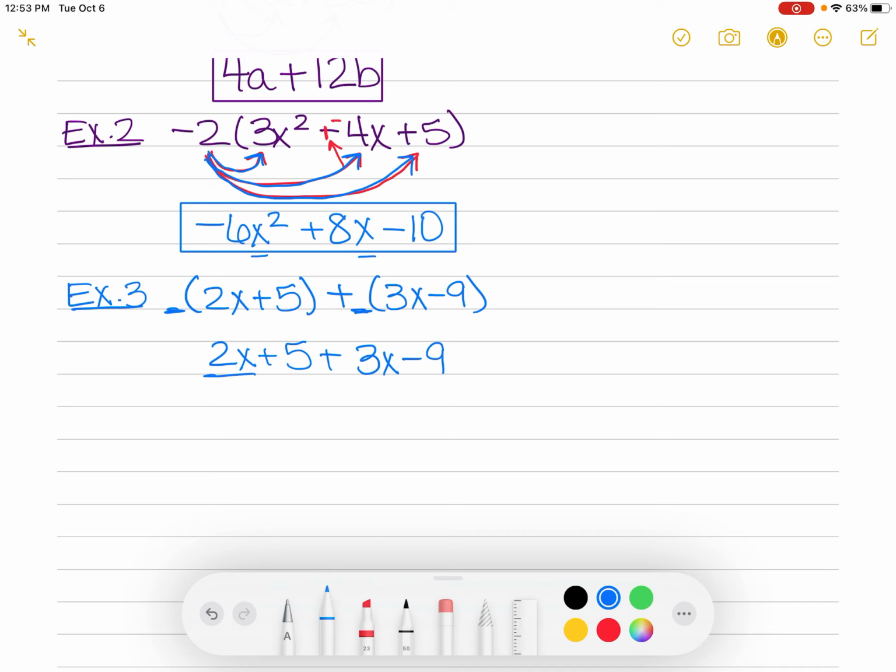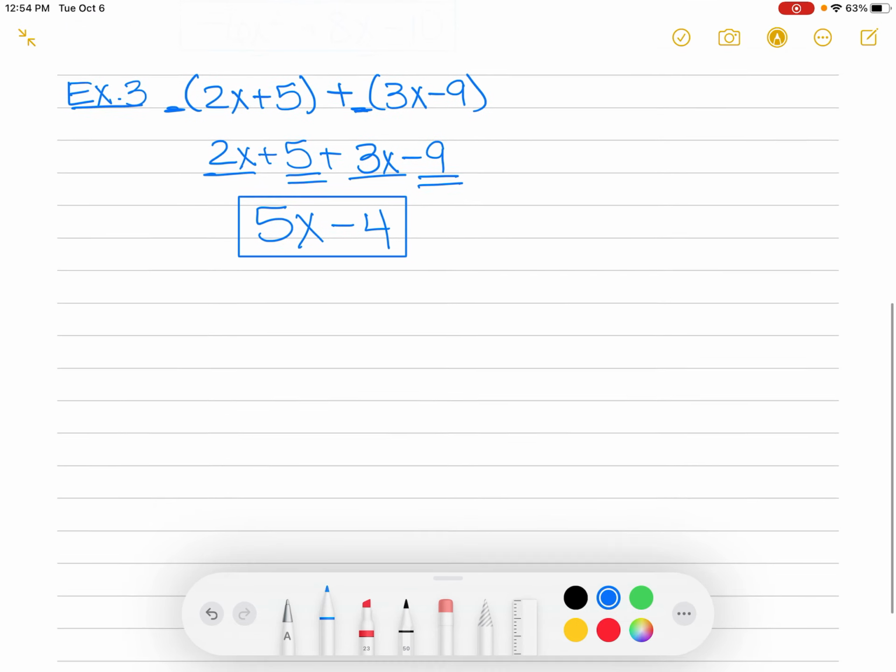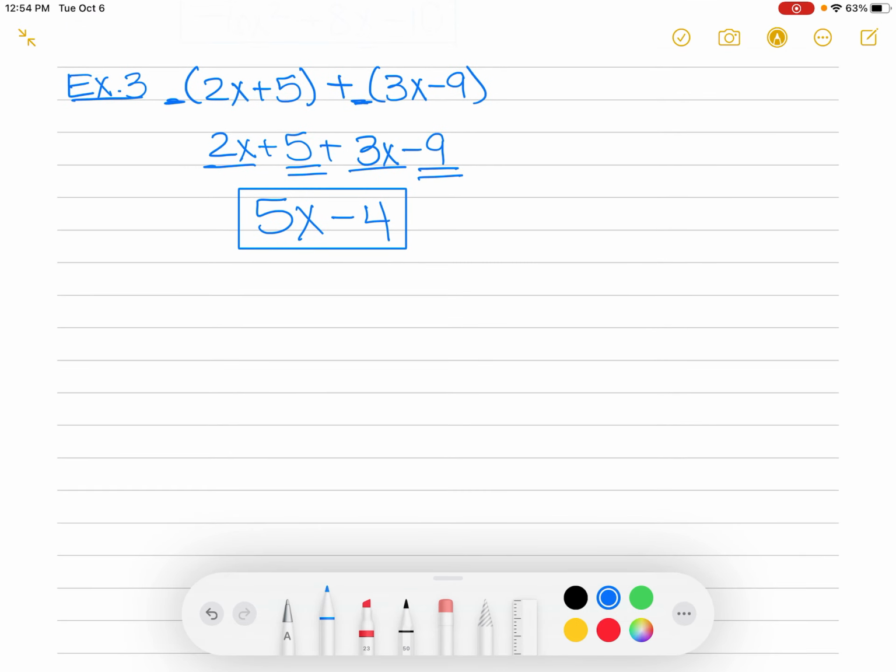Now I'm going to just add my like terms like I did yesterday, and I have 5x. And then my constants: 5 minus 9 is minus 4. And that's my answer, 5x minus 4. That one was pretty easy, right? We didn't really have to do much. But example 4, which is very similar to example 3, is not as easy.